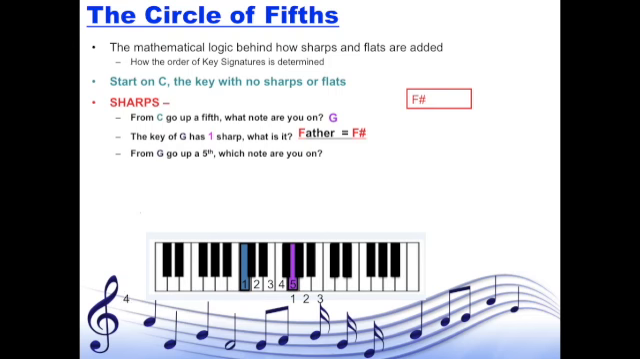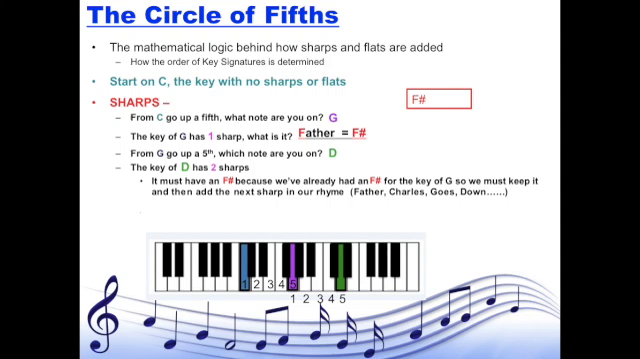Now if we go up a fifth from our G, we land on a D. And we know that the key of D has two sharps. It has the F sharp that we already had. We have to keep the F sharp because we've already had it. We cannot change the order. So we keep the F sharp, and then we add the next sharp in our rhyme, Charles, Father Charles. So now we have an F sharp and a C sharp. The second key, as we go up 5 each time, the second place we land has two sharps.